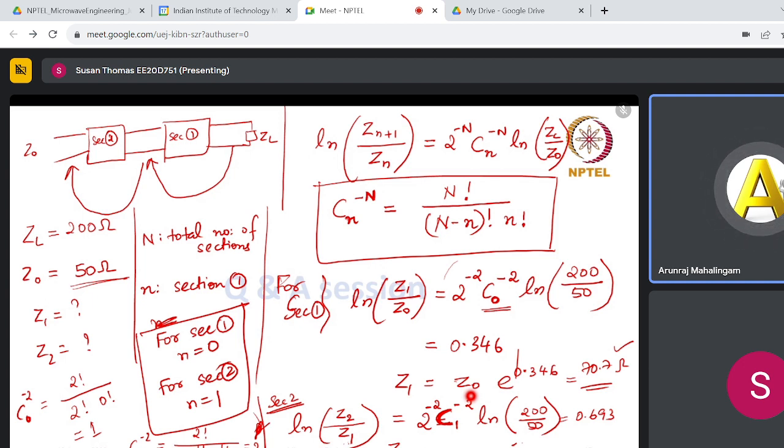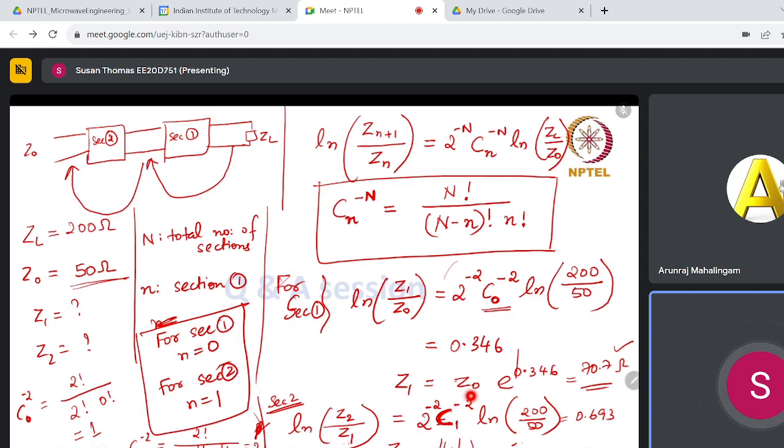141 ohms, ma'am, correct. So Z2 is 141 ohms. That is clear, right? Here you have to remember two equations: one is for the design of the binomial transformer, and this is how we evaluate the Cn raised to minus n.